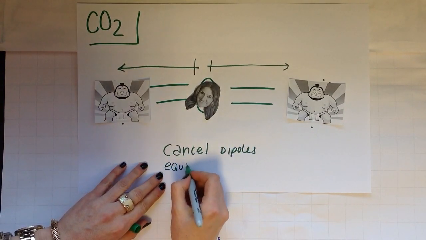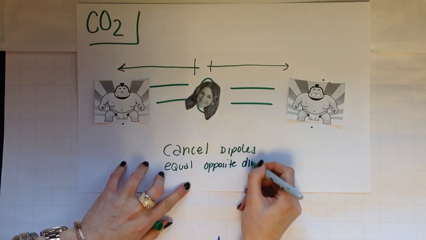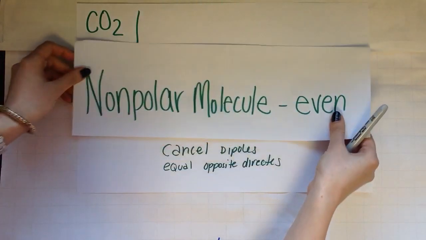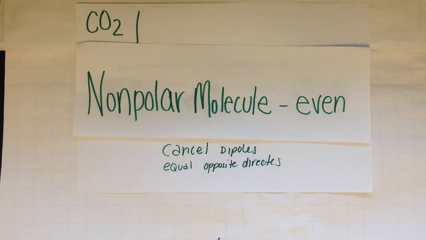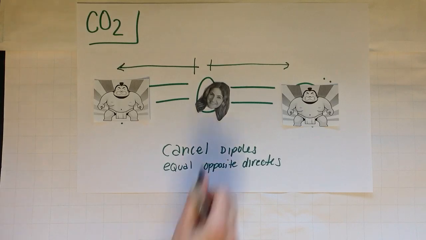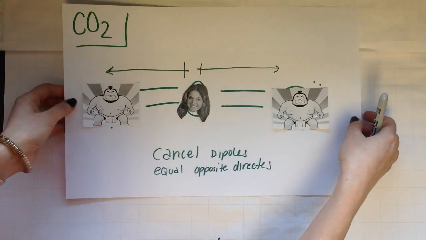They cancel their dipoles because they're equal in opposite directions. When this happens, we call this overall molecule nonpolar. Nonpolar. An even sharing. In other words, an even pulling. If we're going to look at tug of wars, this guy pulls just as much as this guy does. So both of them have equaled out.